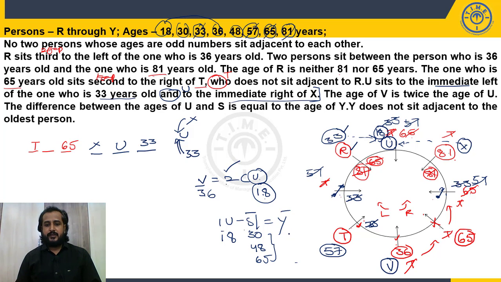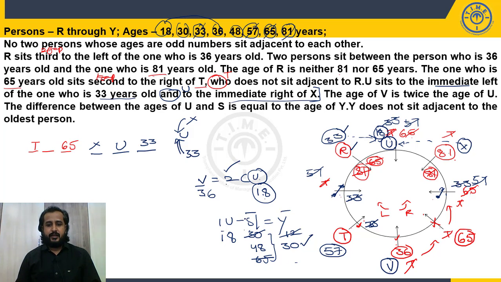So 18, 30 difference is how much? 12. Do you have any value 12? No. So it is not possible. 18, 48 difference is how much? 30. Do you have the 30? Yes. This is possible. 18, 65 difference is 47. Do you have the 47? No. So it is not possible.